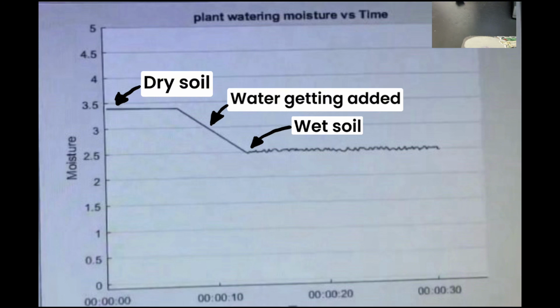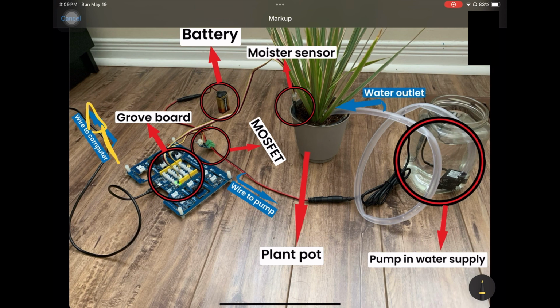For the fifth learning objective, I created a graph that reads the voltage for the moisture sensor in real time. There's a wire that's attached to my grow kit straight to my computer. The computer then reads the moisture from the moisture sensor and decides whether to give the plant water or not. If the plant needs water, then the MOSFET will send a signal to the water pump and dispense the water to the plant itself.